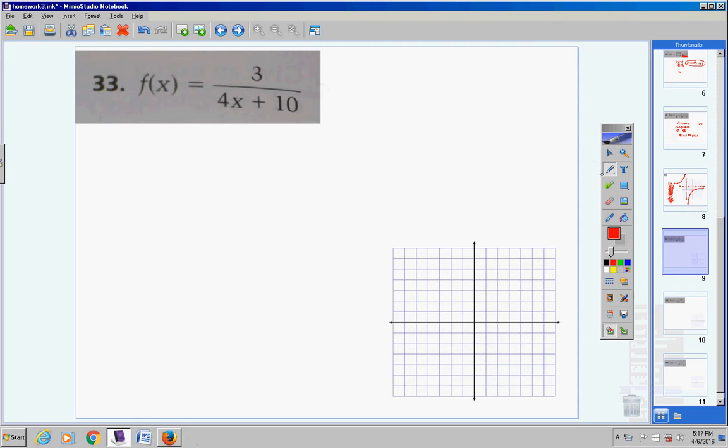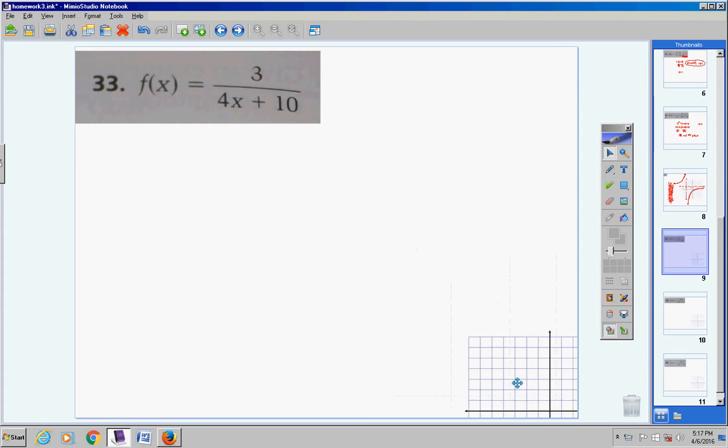Okay, students, let's go ahead and graph number 33. And on the last problem, I'm not sure why I left off the steps of finding the x and the y-intercepts, but that was definitely poor teaching on my part, and I apologize.